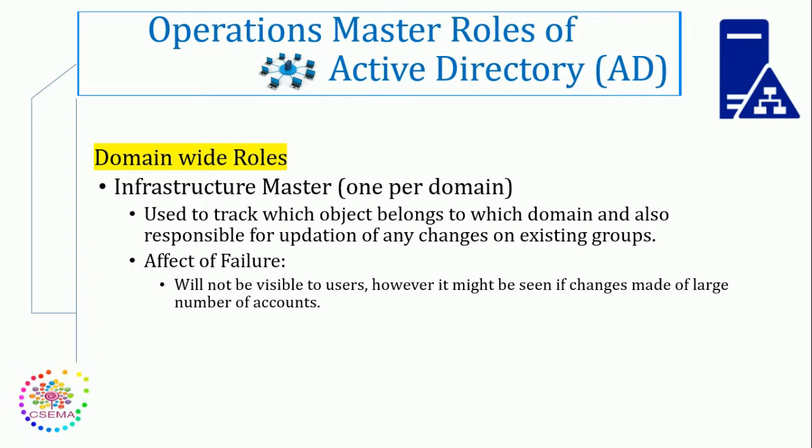And when the infrastructure master role owner domain controller has failed, or it is not available to do that task, then typically the loss of the infrastructure master will not be visible to the users. However, it might be seen if you recently moved or renamed a large number of accounts. Then you will definitely face that the infrastructure master is not working.